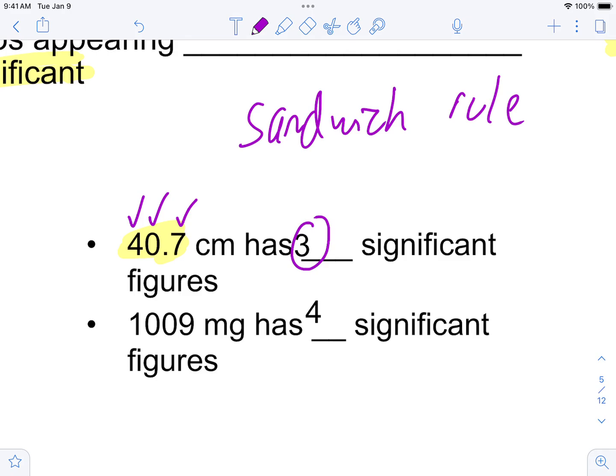The next example, does a big sandwich count? It does. So again, from rule 1, the 1 and the 9 count. And you have 2 zeros now between a 1 and 9. So you just have a bigger sandwich. They both count. That has 4 sig figs.